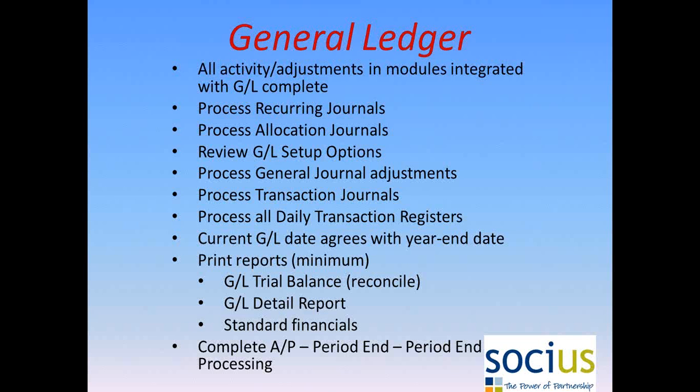If we have recurring journals, we want to process those. If we have allocations set up, we would need to be sure those are processed. Again, review your General Ledger options, and then process any journal adjustments, any transaction journals, and make sure that all of your daily transaction registers have been updated.